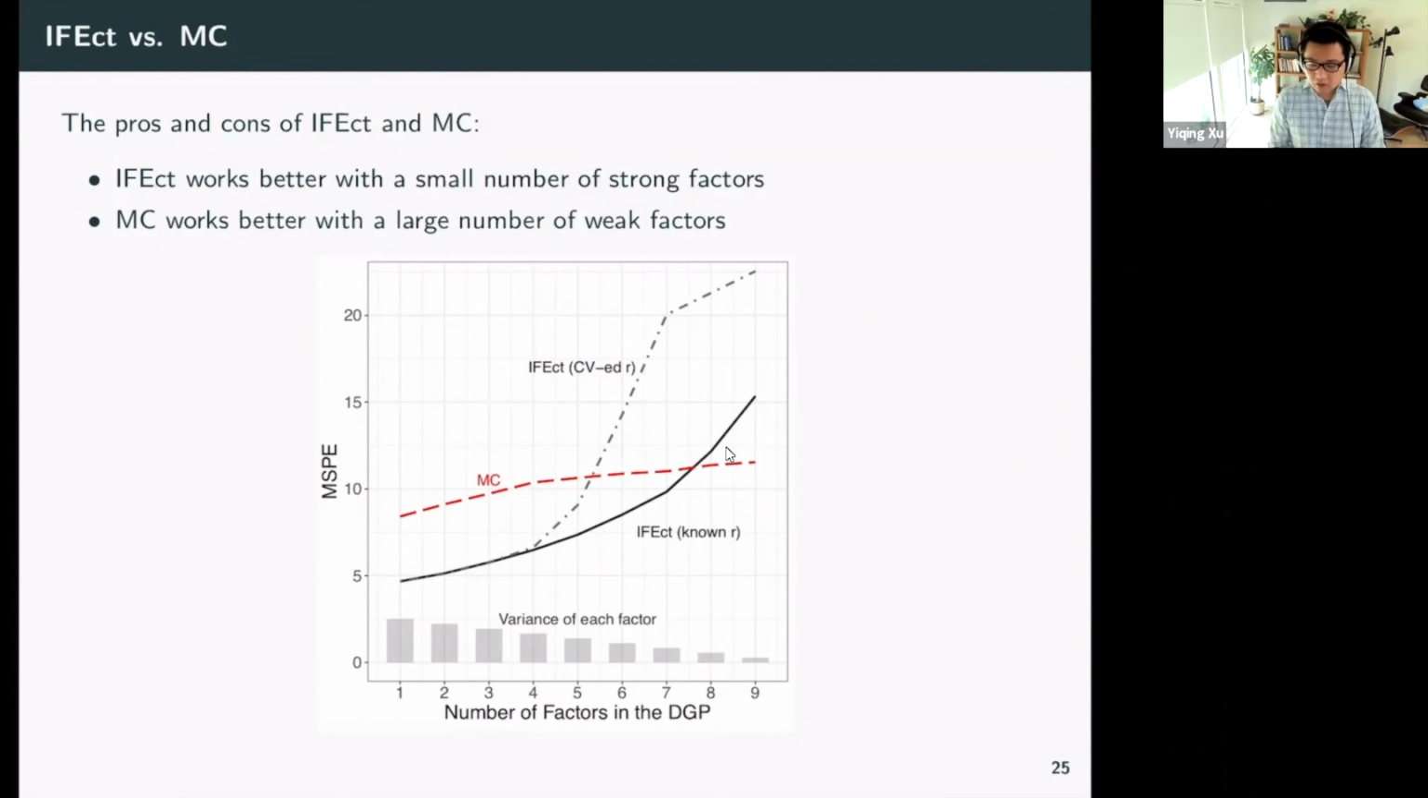It's fairly stable. When you have a few strong factors, it does not work as well as the interactive fixed-effects model because it has biases. But as the number of factors increases, the variance increases much more slowly than the interactive fixed-effects model, especially if you don't know the correct number of factors. These are the trade-offs. But I think for a lot of social science data, which are driven by a smaller number of factors, the IFE will actually work slightly better than matrix completion.